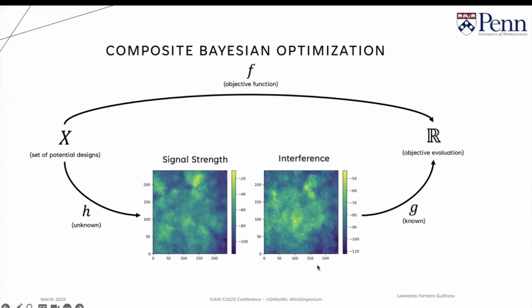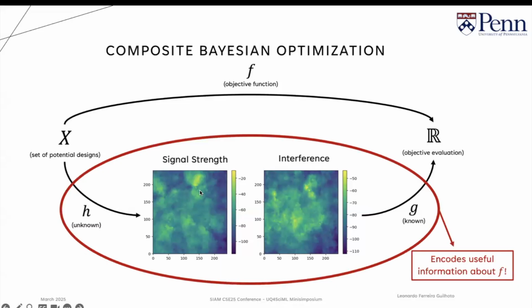But once we have these two quantities over here, it is actually very easy to compute the objective value that we care about. We can just look at the matrix and see what are the areas that we don't have service or that we do have service, but the antennas are interfering with each other.